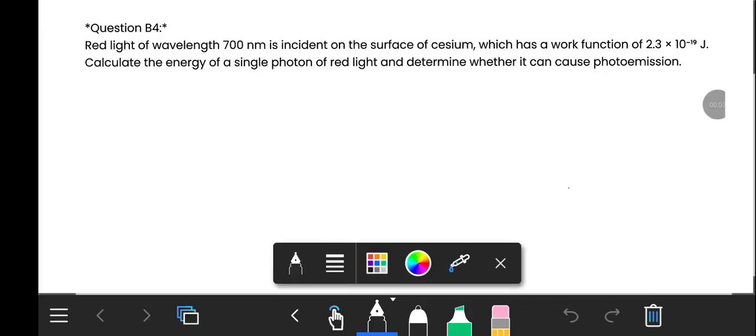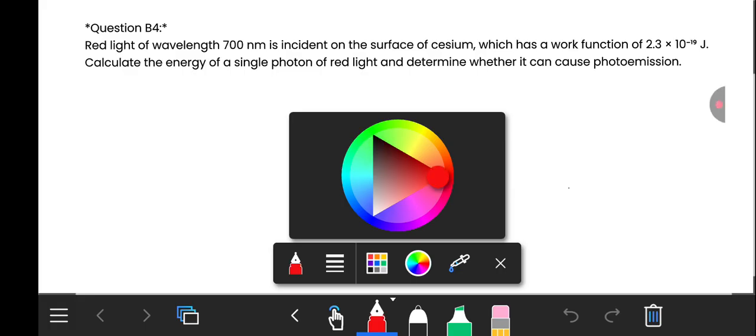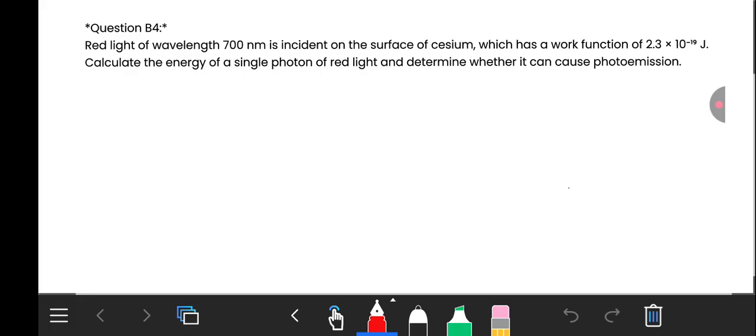Let's look at this question which was asked in Chemistry 2010. That is question B4 on atomic structure. The question was, red light of wavelength 700 nanometers is incident on the surface of cesium, which has a work function of 2.3 times 10 to the power negative 19 joules. Calculate the energy of a single photon of red light and determine whether it can cause emission.